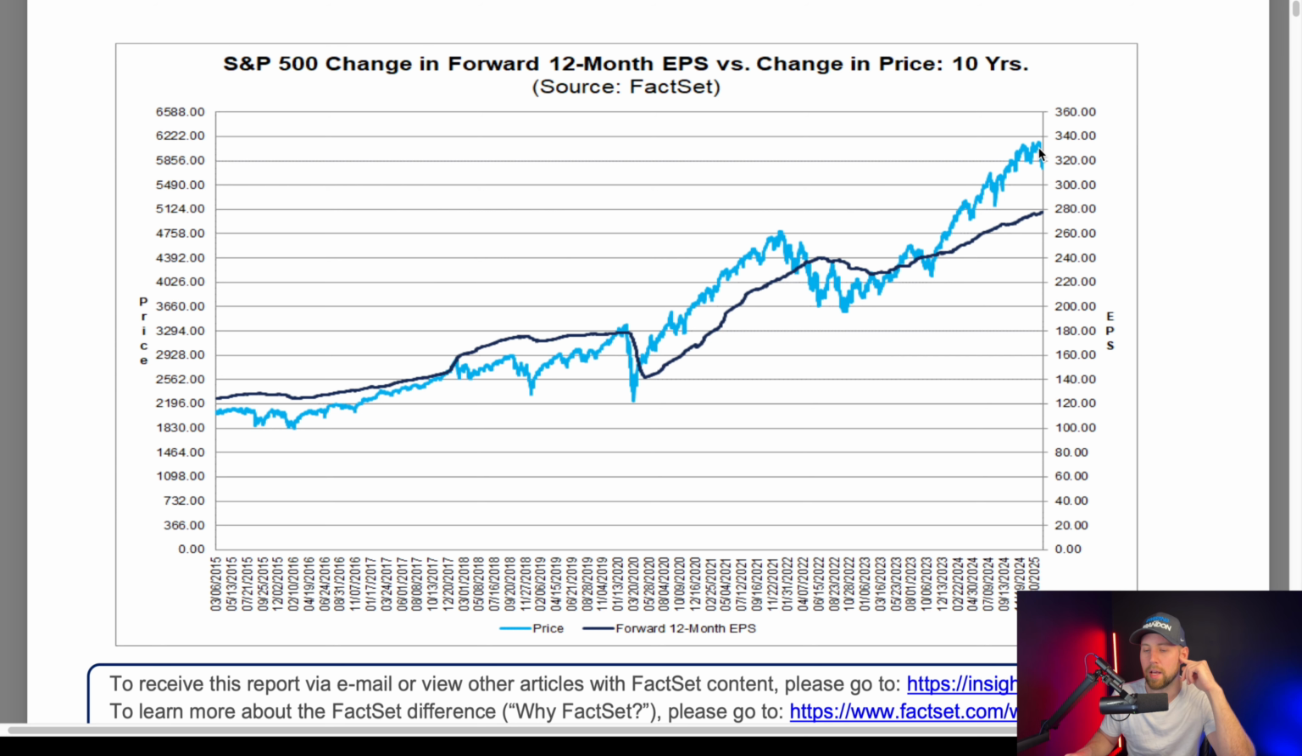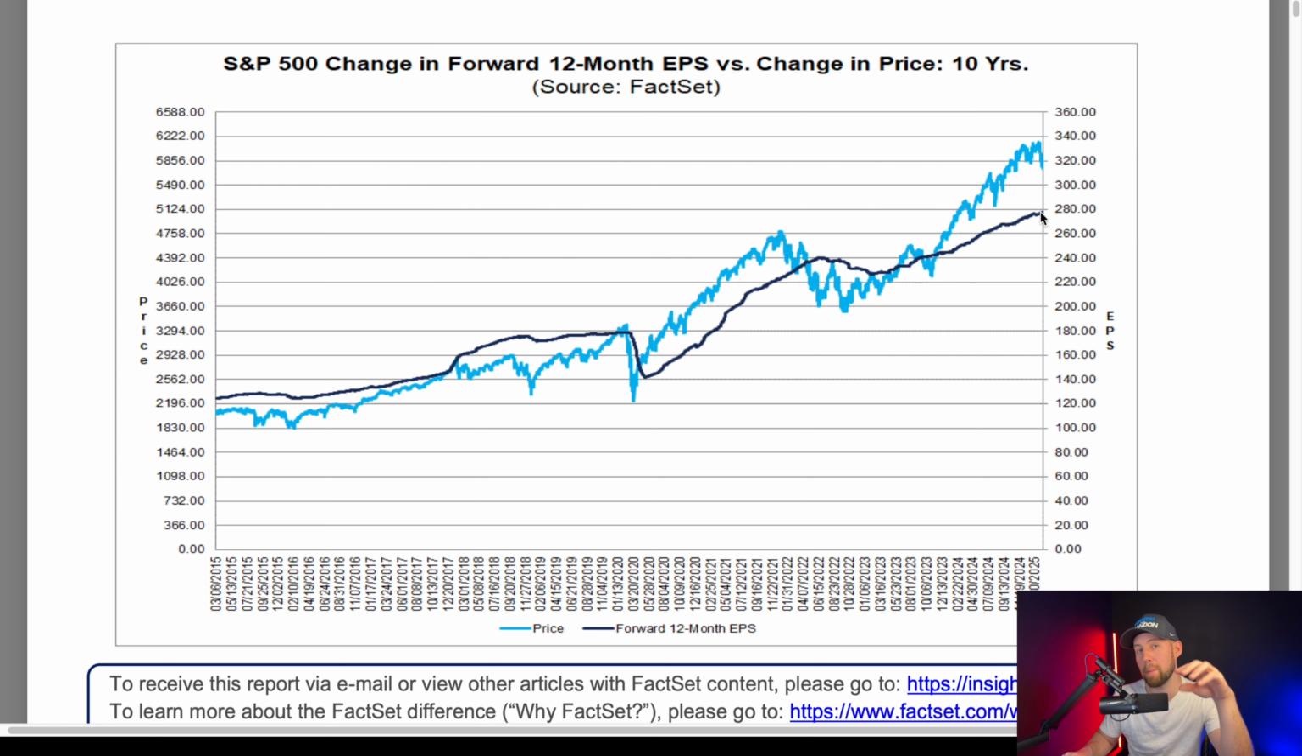So just think about it. If the market falls all the way down to the earnings growth line right here, and then we go to the left, that would mean the S&P 500 fell to $5,100 per share. Now that would be quite a discount. That would almost be another 10 to 15% drawdown from the levels that we're at right now.